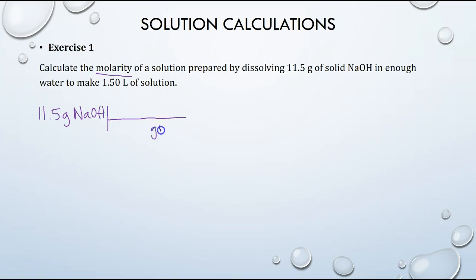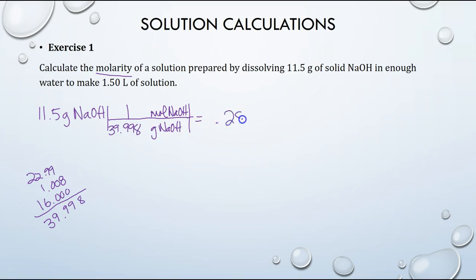So the first step is always the same step that we always have. We want to change grams of NaOH to moles of NaOH. Okay, we add it up. So we have 22.99, we have 1.008, we have 16, okay, and we get 39.998 grams, okay, over 1 mole. And then we do some calculations. When we get that calculation, what we get is that we have 0.288 moles, sorry, wrong unit. Let me go ahead and cancel that out.